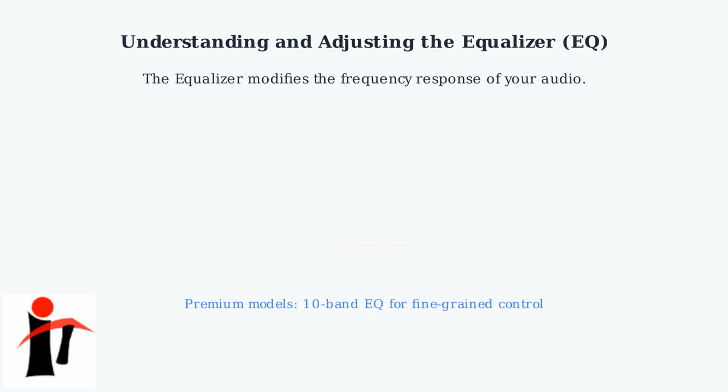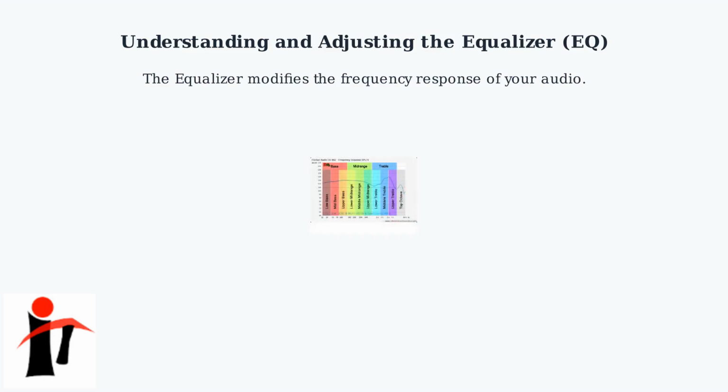The premium models offer a 10-band equalizer for more fine-grained control. For example, manual equalizers like this 10-band pedal allow precise frequency adjustments. This frequency response graph shows how equalizer adjustments affect audio output across different ranges.